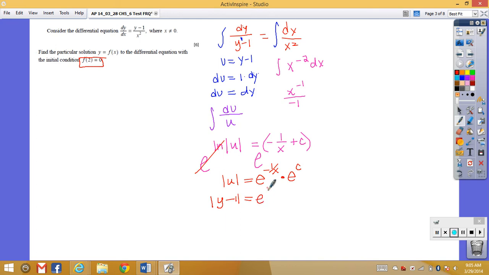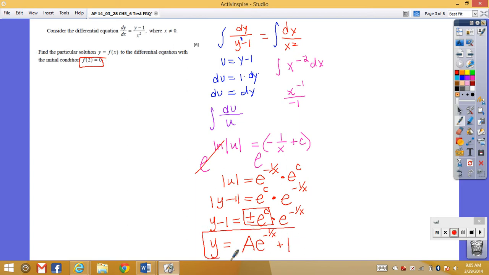I'm going to rewrite this so that the constant is in front and then this is in the back. And then the absolute value, if I move that, I get plus or minus e to the c times e to the negative 1 over x. And so this I'm going to rewrite as a. So I get y is equal to a e to the negative 1 over x and then plus 1. So this would be my y. That's part of the answer.